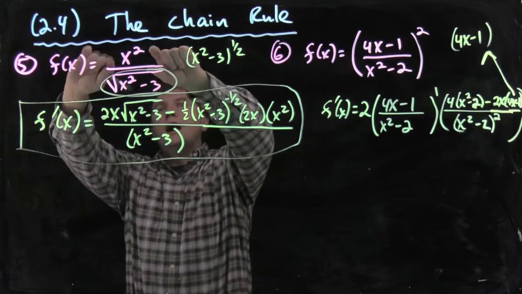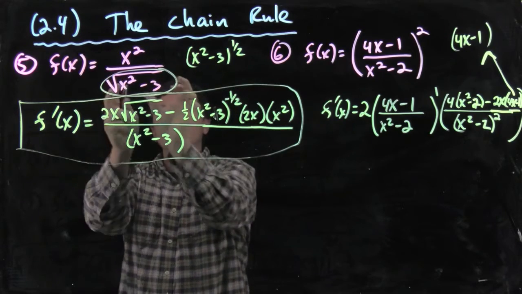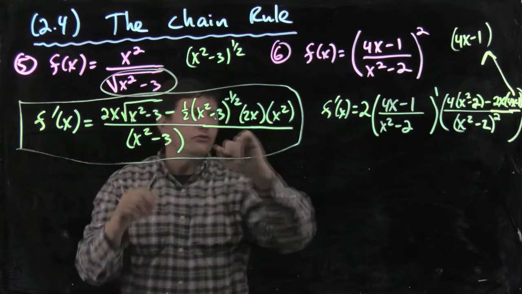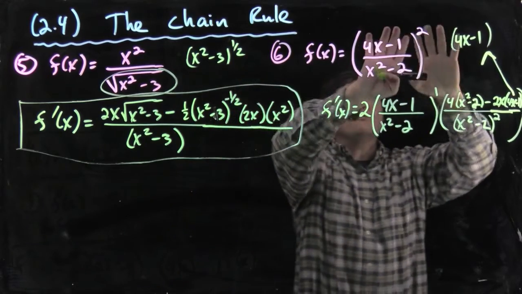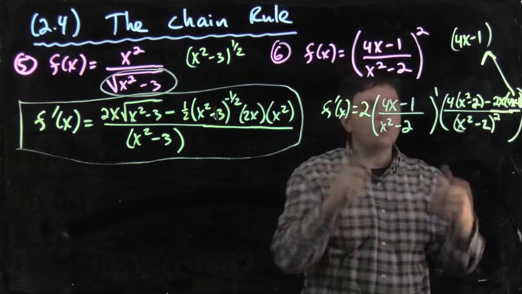Here, the outer thing, if you will, was a quotient rule thing. So when I took the derivative of the bottom, I had to use chain rule. With this one, the outer function, I didn't have to worry, I just did chain rule, but then the inner function was a quotient.